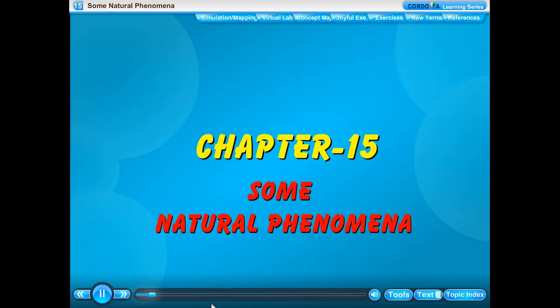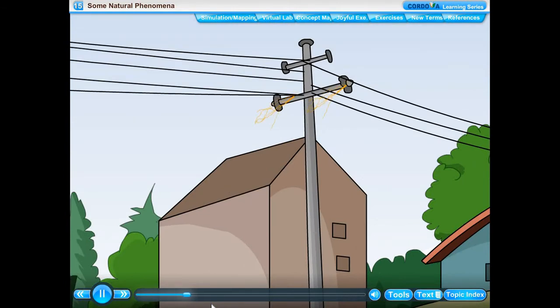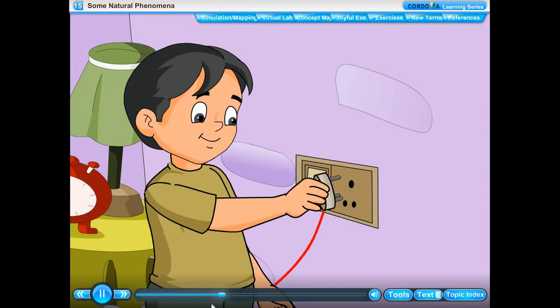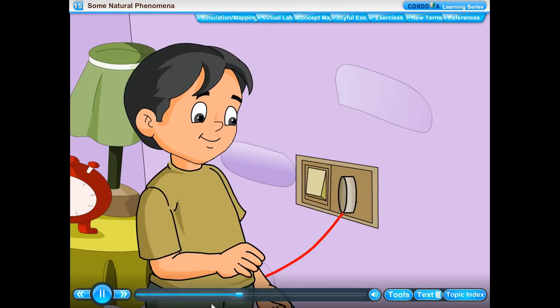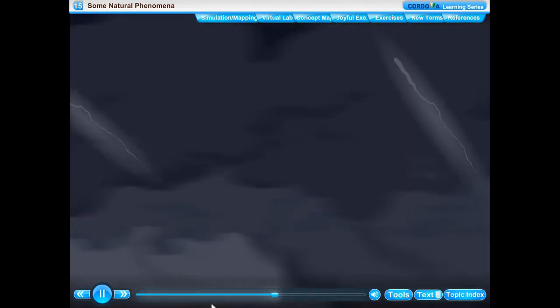Chapter 15. Some natural phenomena. We can see electric sparks on an electric pole when wires become loose. We can see electric sparks when a plug is loose in its socket. Sometimes we notice flashes of light all over the sky during rain and thunderstorms. This natural phenomenon is called lightning. Lightning is also an electric spark, but on a huge scale.